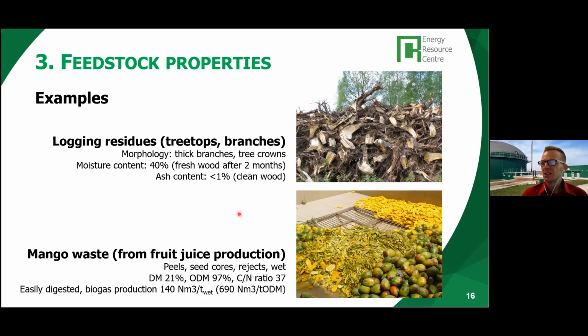Another example, fruit waste, mango waste, for example, from fruit juice production, could be composed of the peels and the seed cores and the rejected mangoes. It's usually quite wet material. Some indications of dry matter, organic dry matter, and the CN ratio. Some indications of the biogas production potential per ton of let's say fresh material, wet material, and per ton of organic dry material.